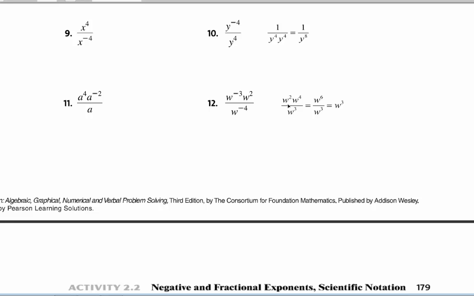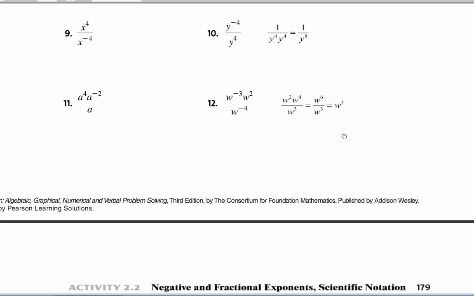And then again, we use the multiplication property. Same base, we add the exponents. 2 plus 4 gives me my 6. And then we use the division property, w to the 6 over w to the third. We subtract 6 minus 3 to get 3, and w cubed is my final answer.